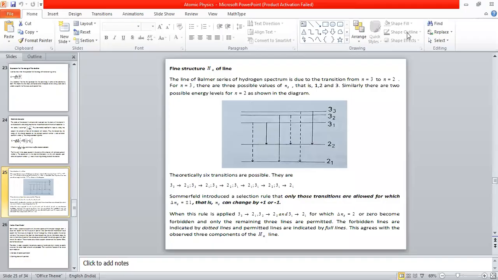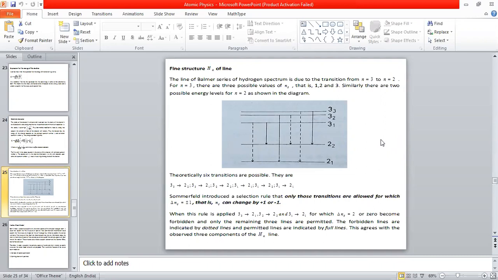We shall see one illustration of what we have discussed so far, and let us try to understand the concept of fine structure. Please remember, all this circus we are doing, what Sommerfeld did, was to explain the fine structure constant. What is that fine structure constant, and how is it arising? That is what we are discussing now.